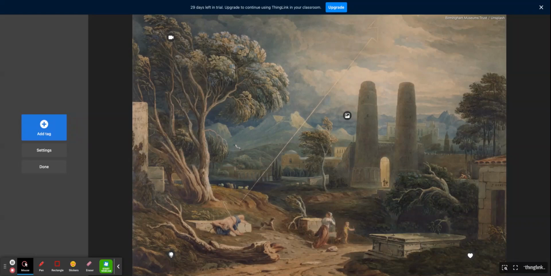Hello, my name is Katrina Steinbacher, and I created this ThingLink image so that students can look around and learn a little bit more about this artist. This painting is A Thunderstorm by John Varley.